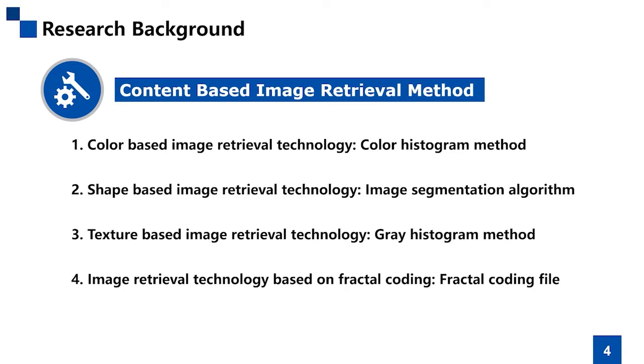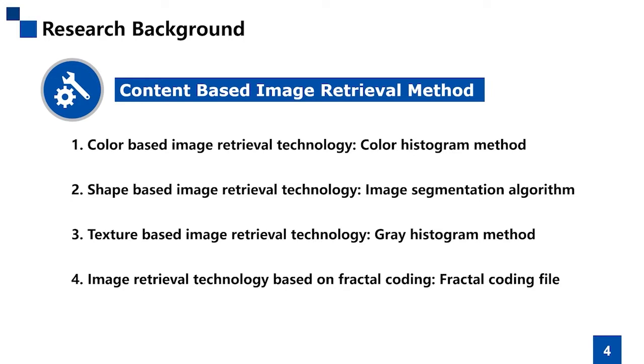2. Shape-based image retrieval technology. It mainly uses appropriate image segmentation algorithms to extract features of the target boundary or region of interest. This technology is more advanced than acquiring the color histogram of the image.